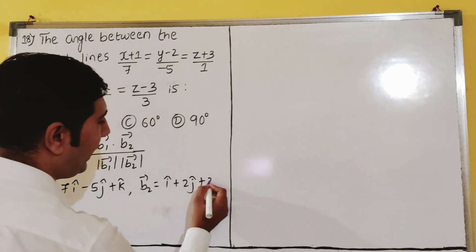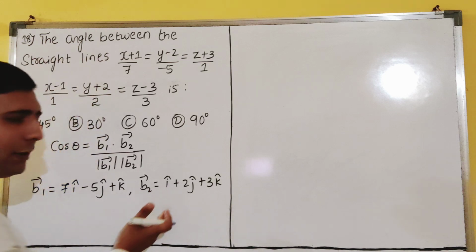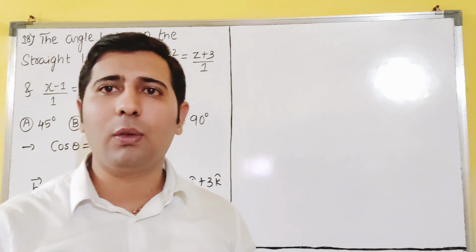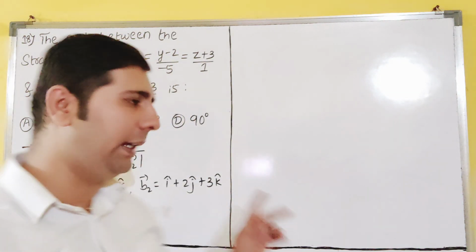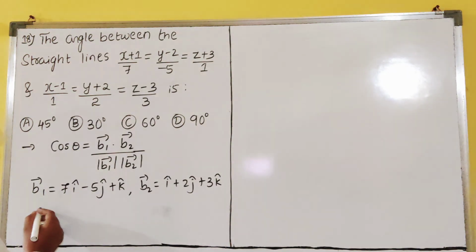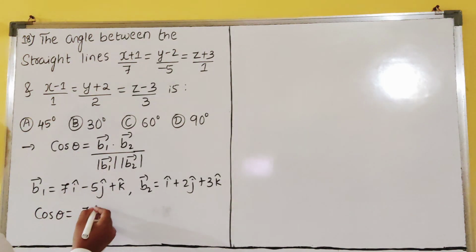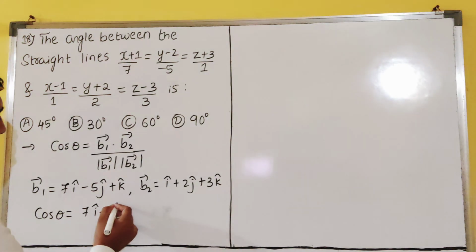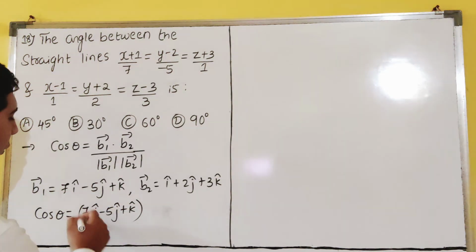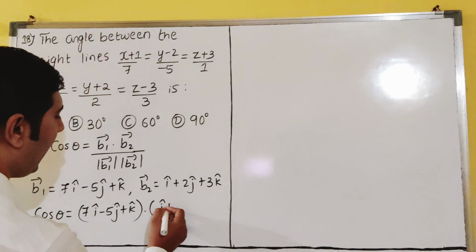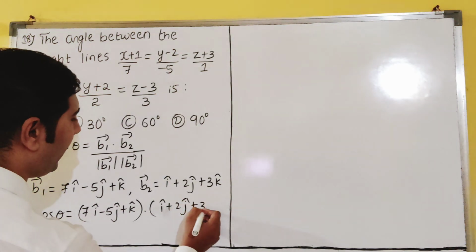So here i cap plus 2 j cap plus 3 k cap. 1 into i cap means i cap only. If there is no number, then 1 is there. Do you understand? So cos theta is equal to, you see, b1 is 7 i cap minus 5 j cap plus k cap dot b2, which is i cap plus 2 j cap plus 3 k cap.